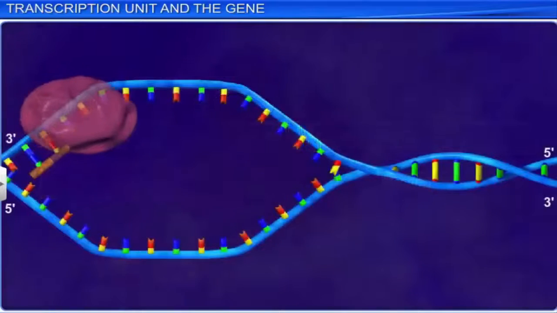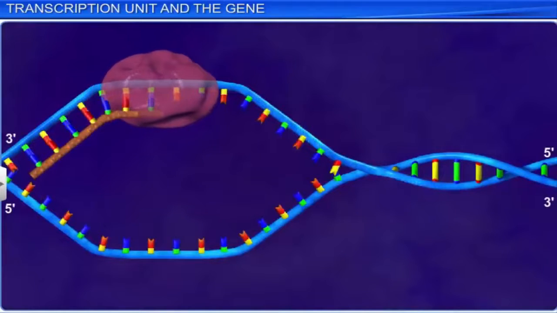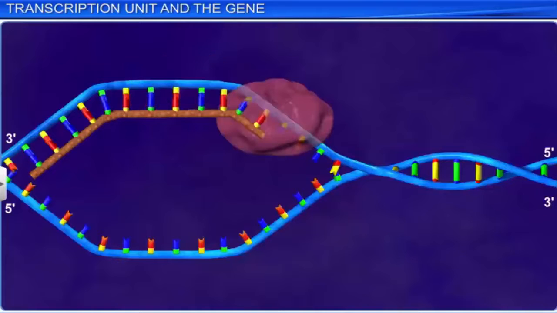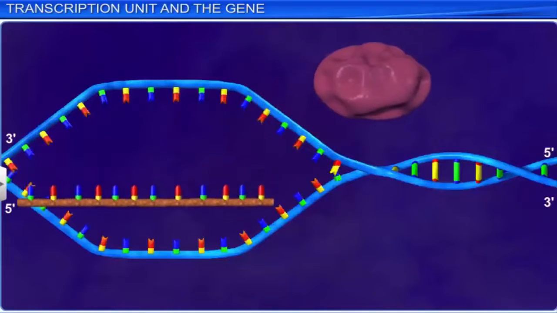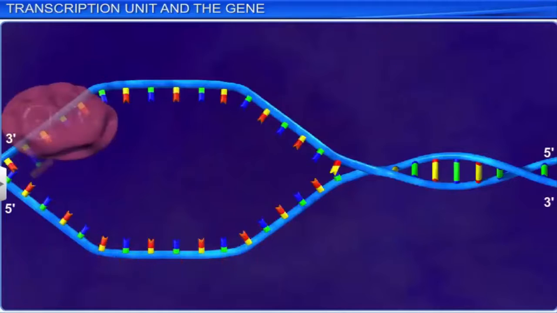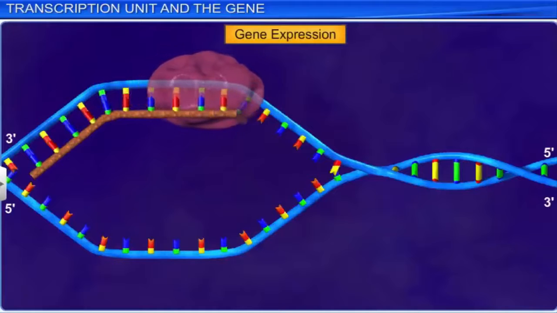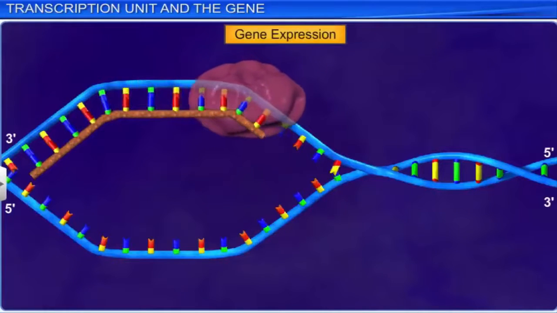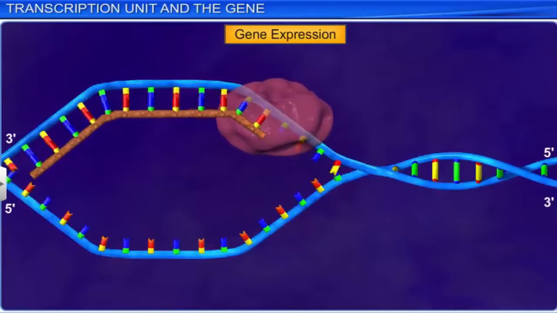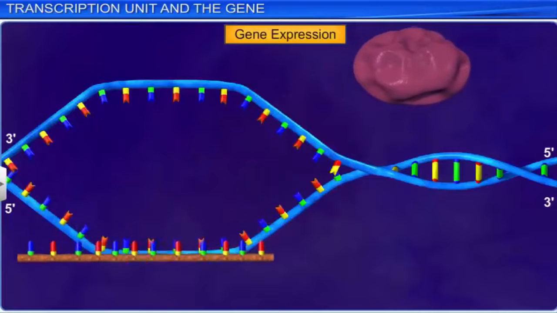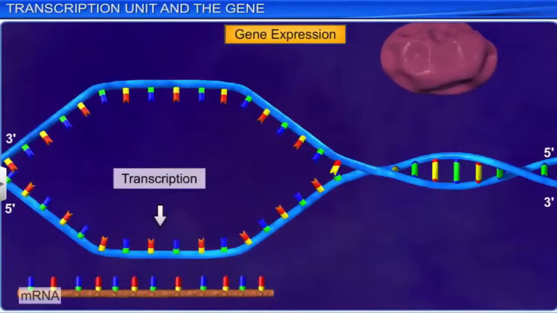At the 3' end of the structural gene is the terminator, which is another important part of the transcription unit. The terminator defines the end of the process of transcription. Transcription also happens to be the first stage in the process of gene expression, as it helps in the transcription of a gene into messenger RNA and encodes for a protein.